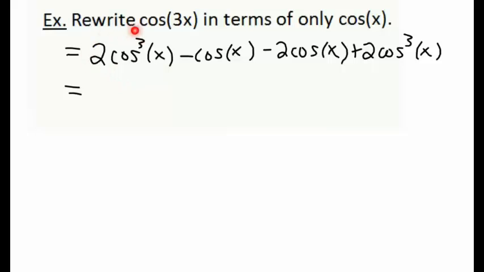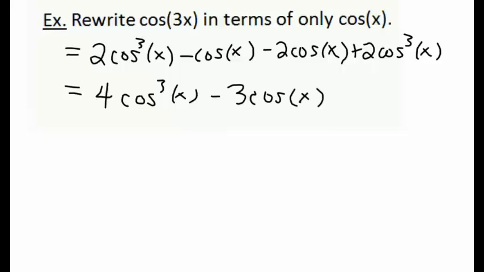So we have 2 cosine cubes here. We're going to add 2 more cosine cubes to that. So altogether we have 4 cosine cubed x's. Here we have a negative cosine of x, and here we have 2 more negative cosine x's. So altogether we have minus 3 cosine of x's. So our final answer here is 4 cosine cubed minus 3 times cosine.